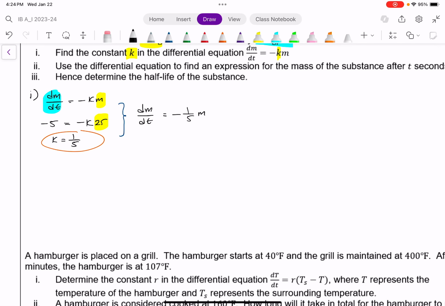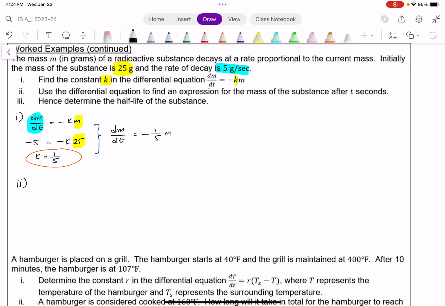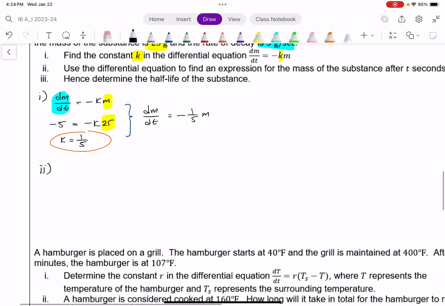Okay, so for part 2, I'll do that down here. I'm going to need a bit of space, though. I now want to use that differential equation to find an expression for the mass of the substance after t seconds. So I want mass as a function of t. I have the change in mass as a function of mass. I want to find mass as a function of t. So I want to find the solution to this differential equation.